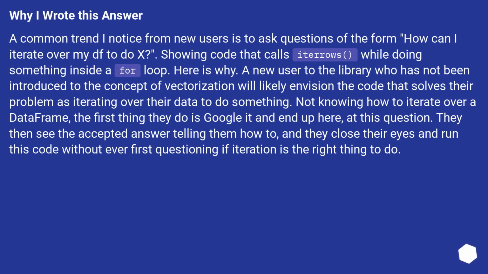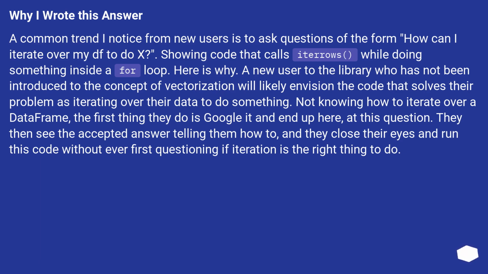Why I wrote this answer. A common trend I notice from new users is to ask questions of the form "How can I iterate over my df to do X?", showing code that calls iterrows while doing something inside a for loop. Here is why. A new user to the library who has not been introduced to the concept of vectorization will likely envision the code that solves their problem as iterating over their data to do something.